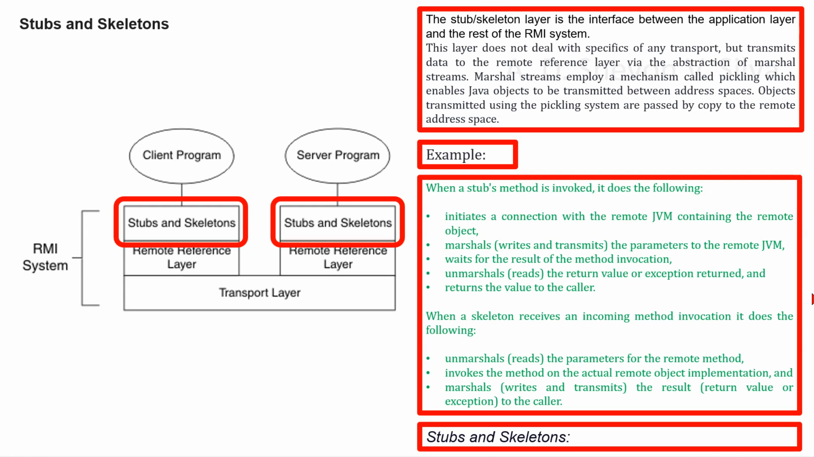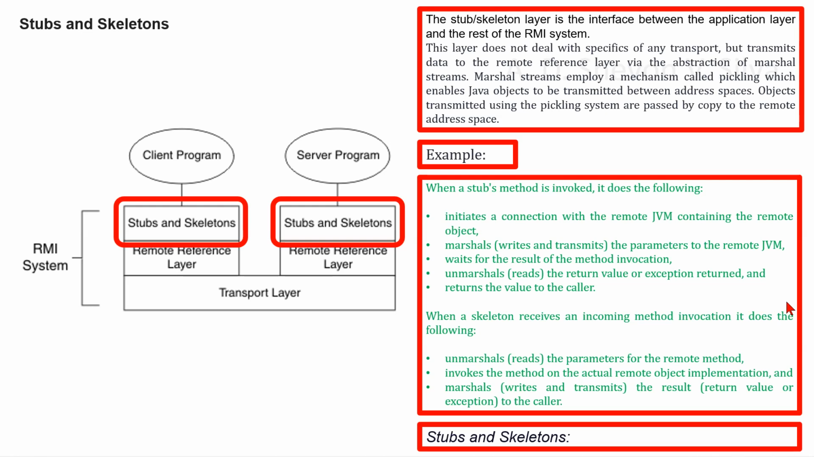When a stub method is invoked, it does the following: initiates a connection with the remote JVM containing the remote object, marshals (writes and transmits) the parameters to the remote JVM, waits for the result of the method invocation, unmarshals (reads) the return value or exception, and returns the value to the caller. The stub hides the serialization of the parameters and the network-level communication in order to present a simple invocation mechanism for the caller.